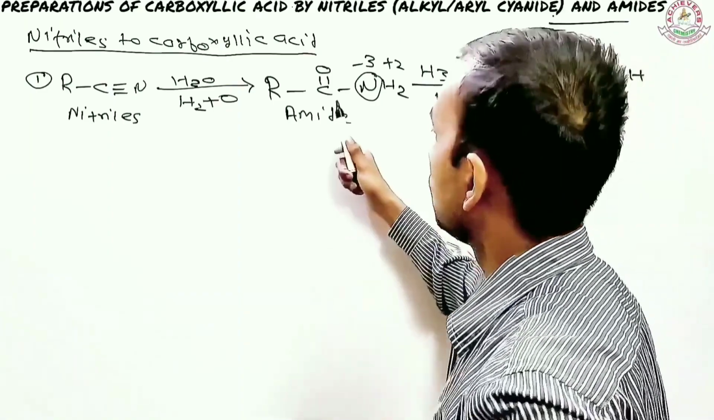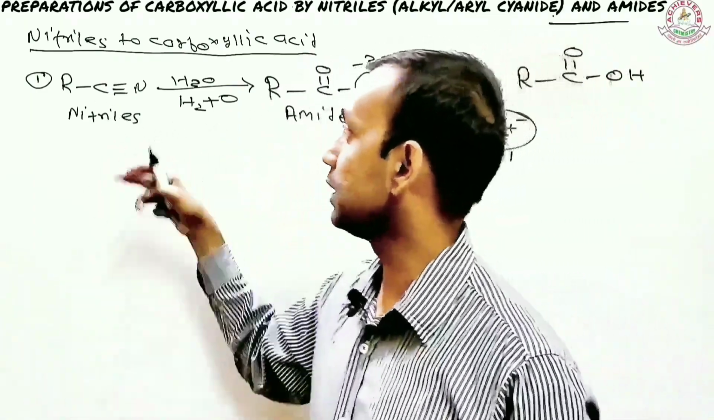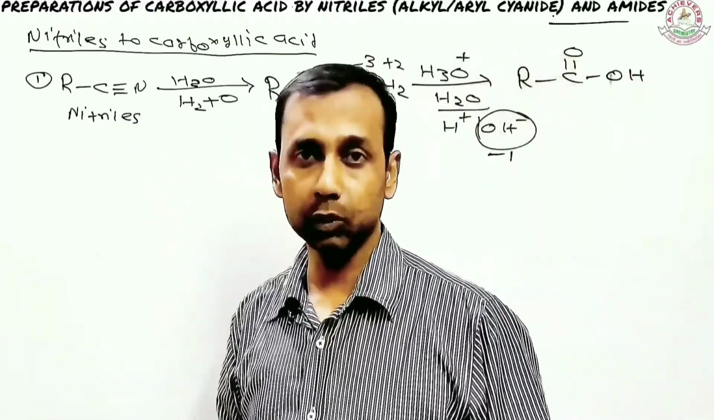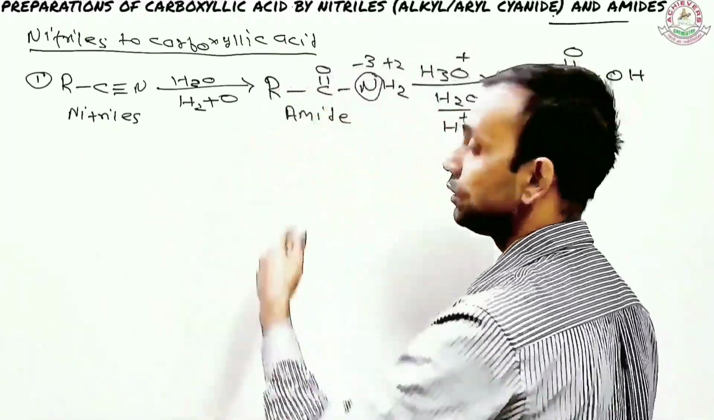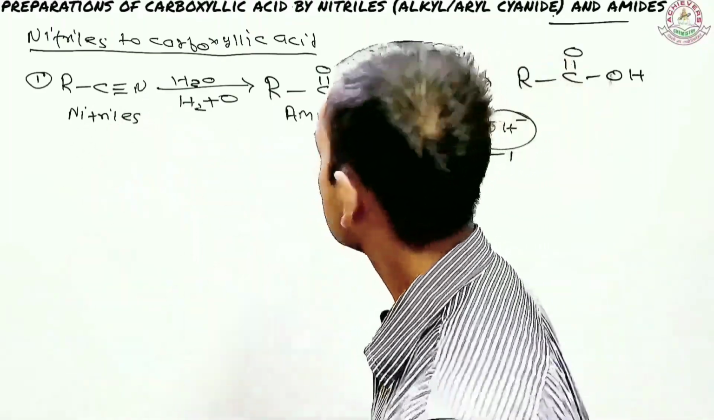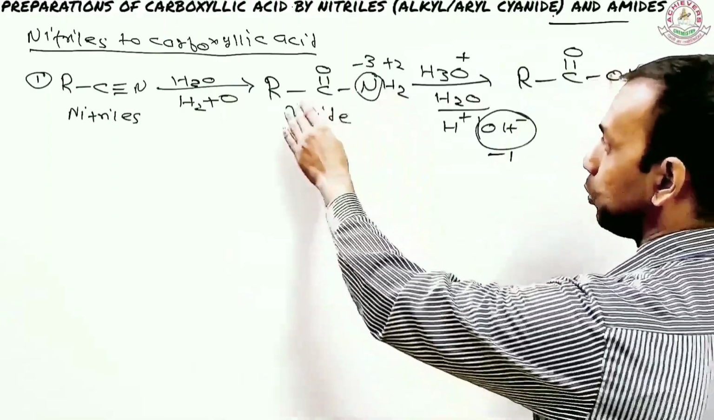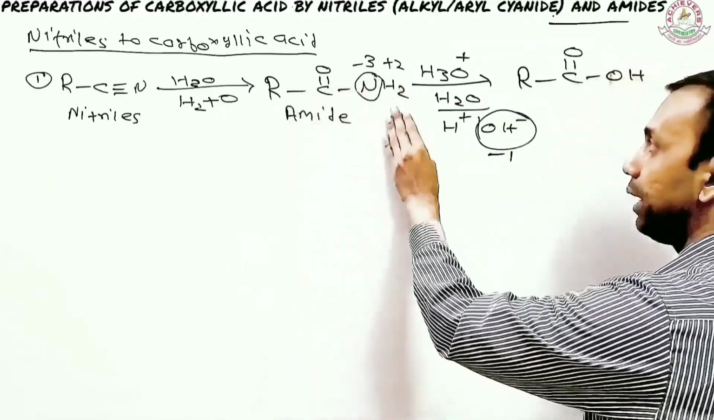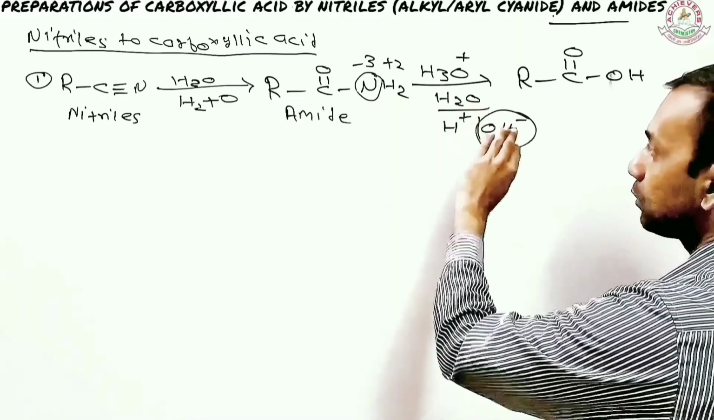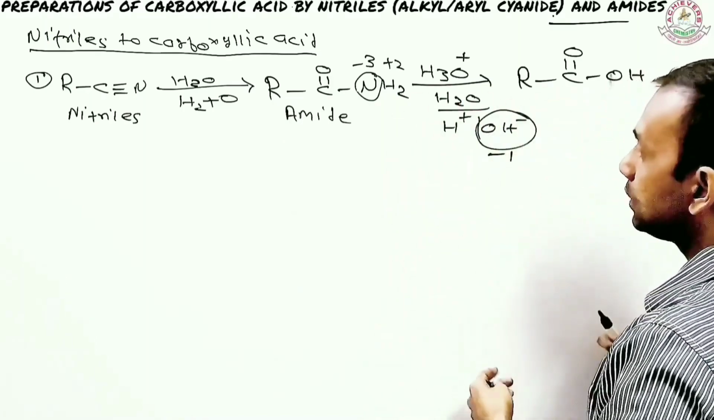Let me repeat. Because carbon here is a Lewis acid, it requires a basic part, and oxygen is the basic part here. So oxygen reacts with the carbon and nitrogen reacts with both of the hydrogens, and this way it forms an amide. Now what happens after the amide is formed? It further reacts with water, and then the amide converts into carboxylic acid. How does this reaction take place?